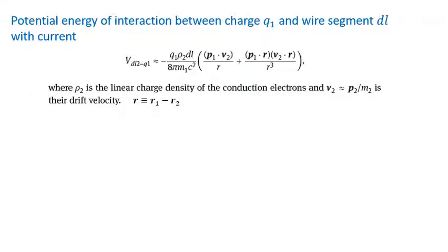If we apply all these considerations, then it's not difficult to obtain the interaction energy between our charge, labeled by index 1, and wire segment dl, labeled by index 2. Here, ρ2 is the linear charge density of conduction electrons. v2 is their drift velocity.